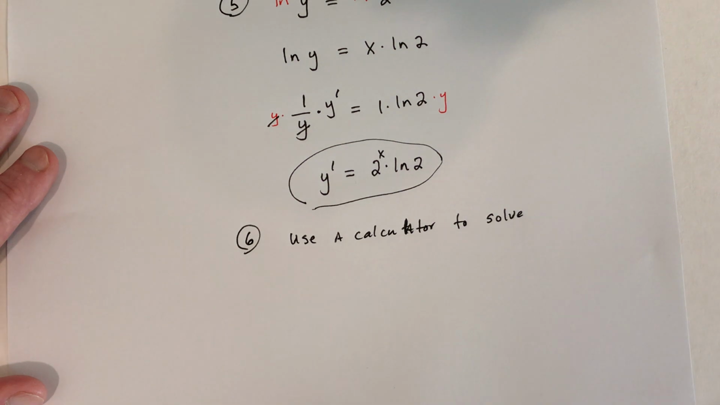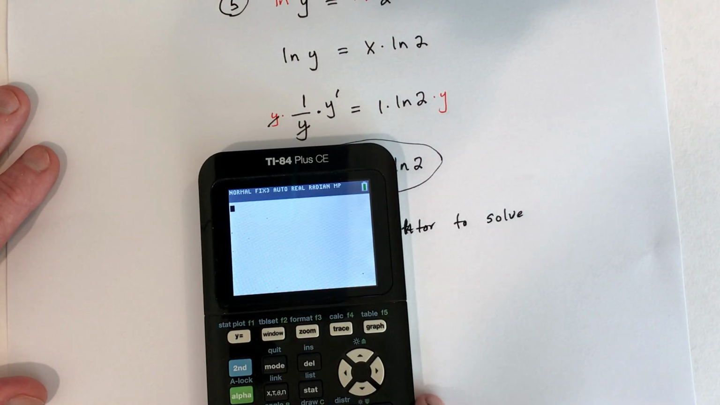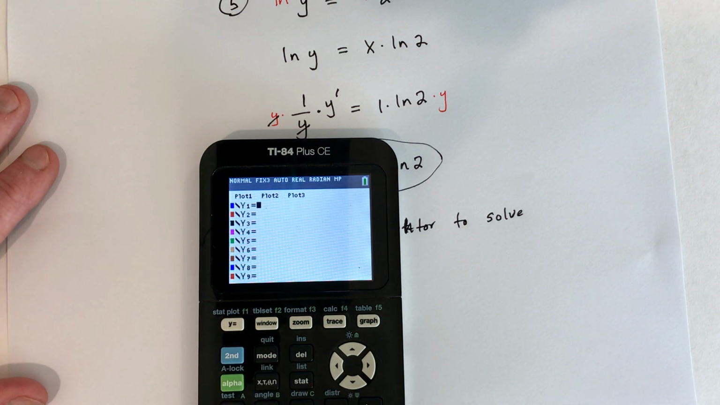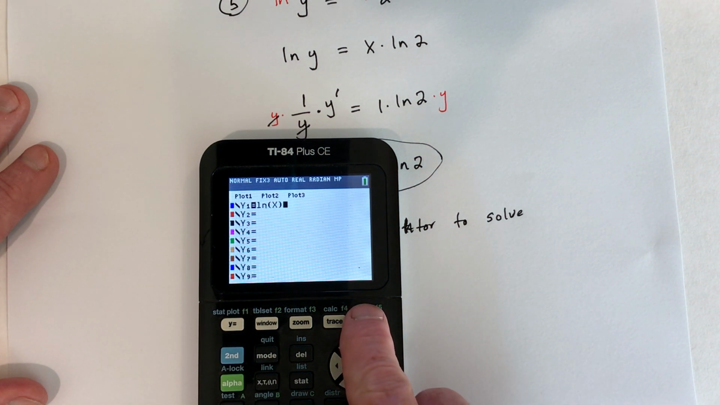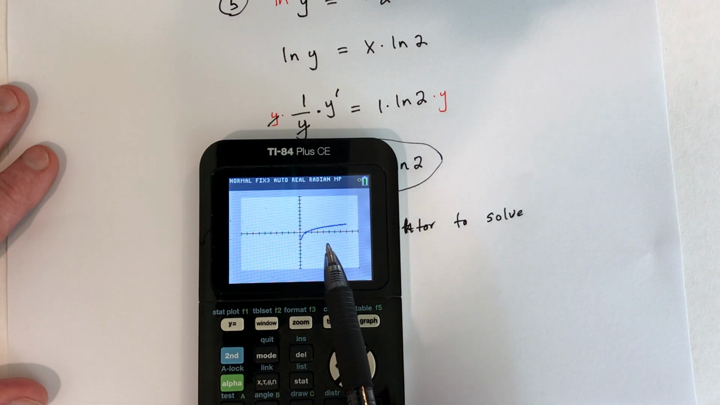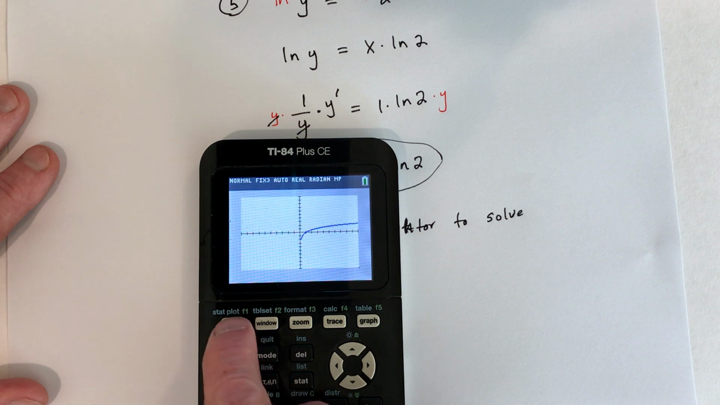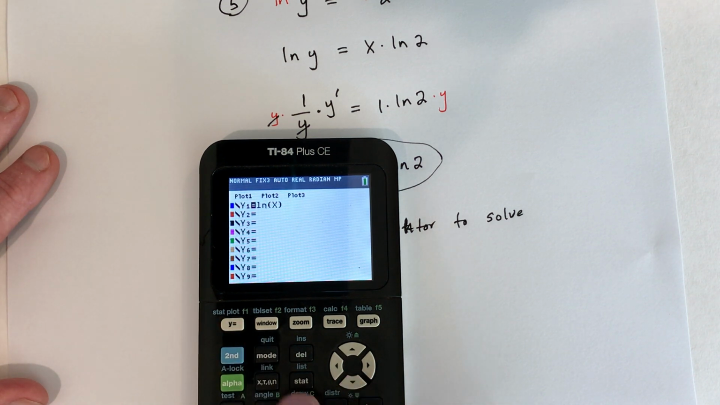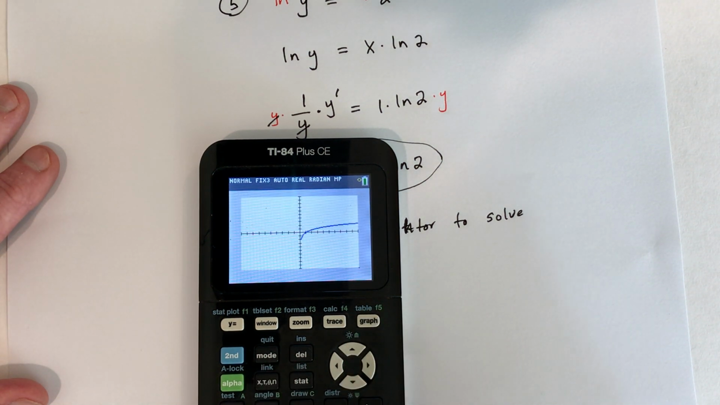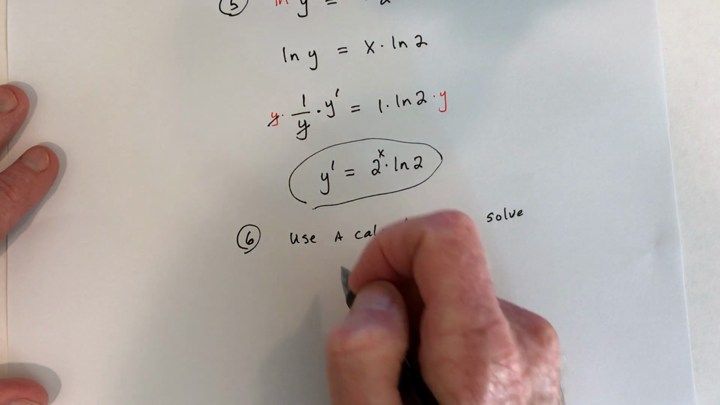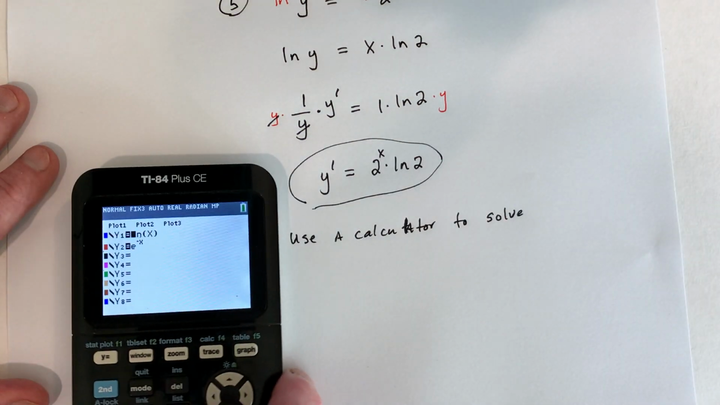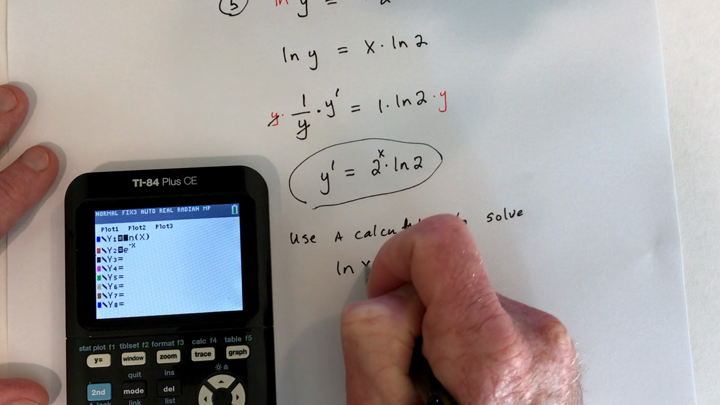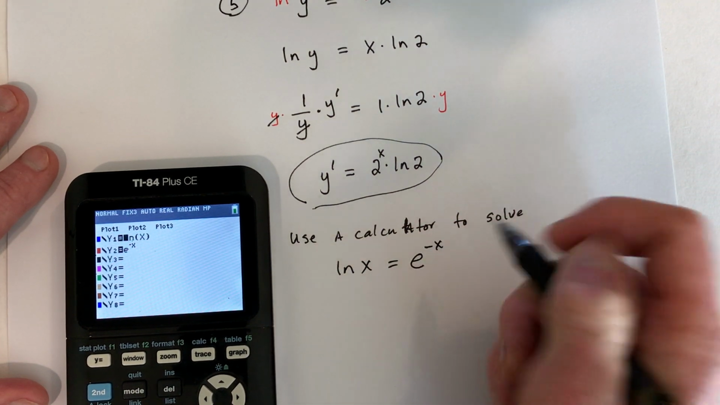Let's see. I'm just going to make one up here. So let's go with y equals the natural log. And then take a look at the graph. So there goes the natural log function. And then we'll go with y equals like e to a negative x. And then we should be able to see that the two intersect right about there. And then I want to see where they intersect. So use a calculator to solve when does the natural log of x equal e to the negative x?